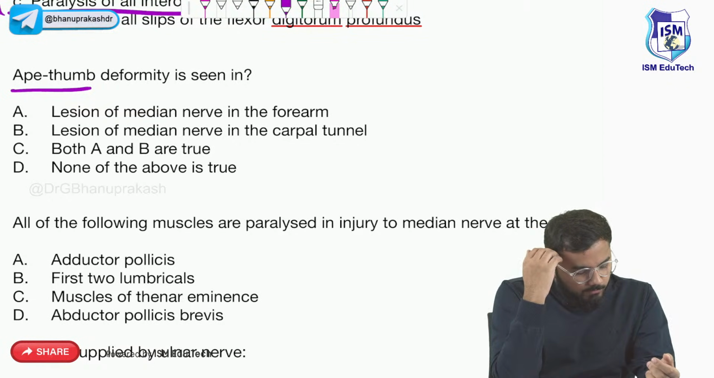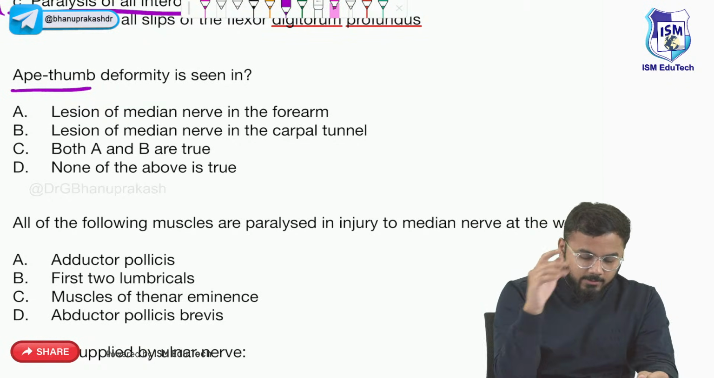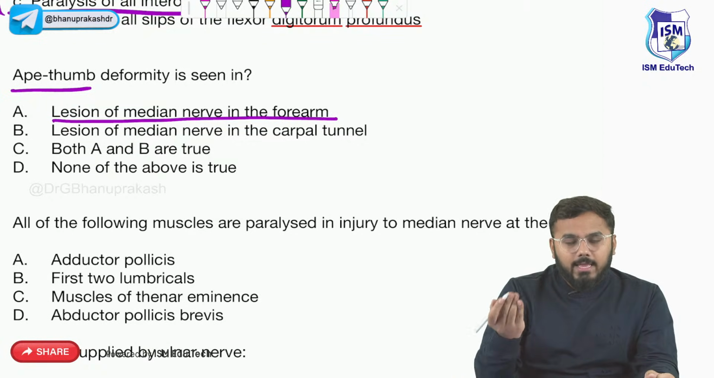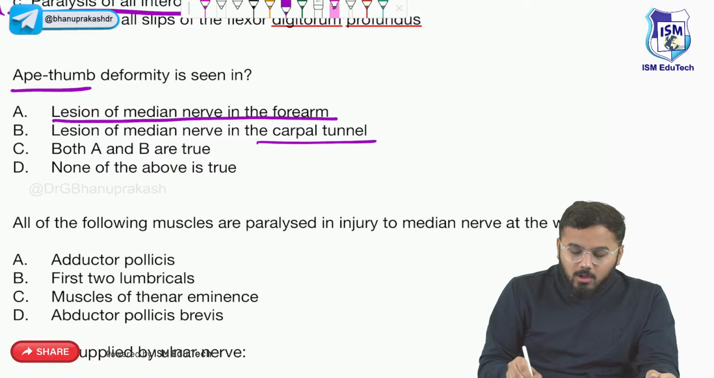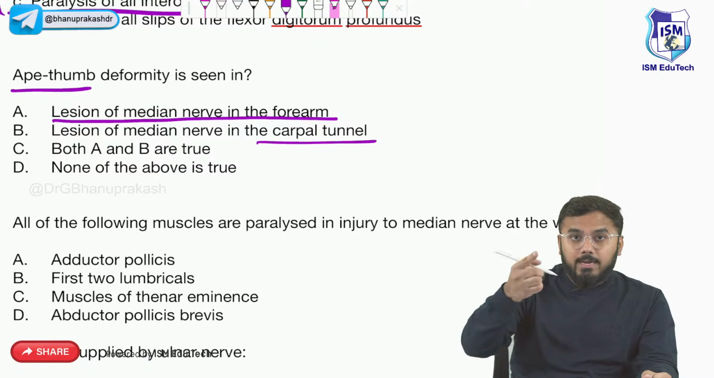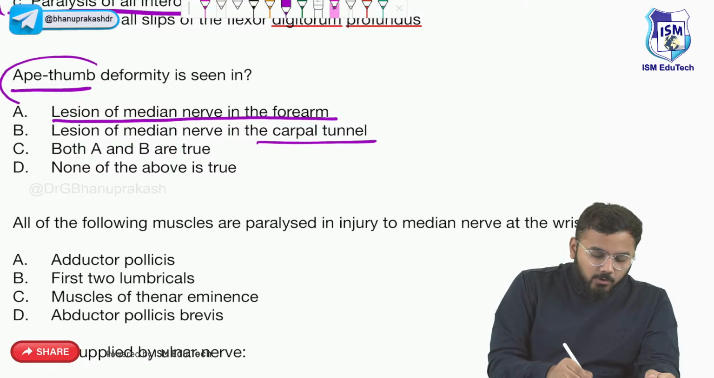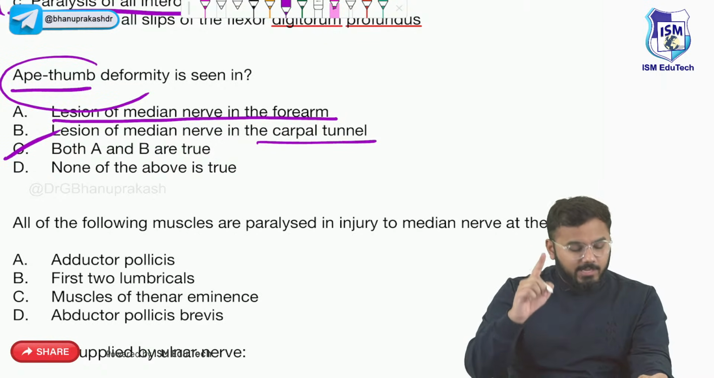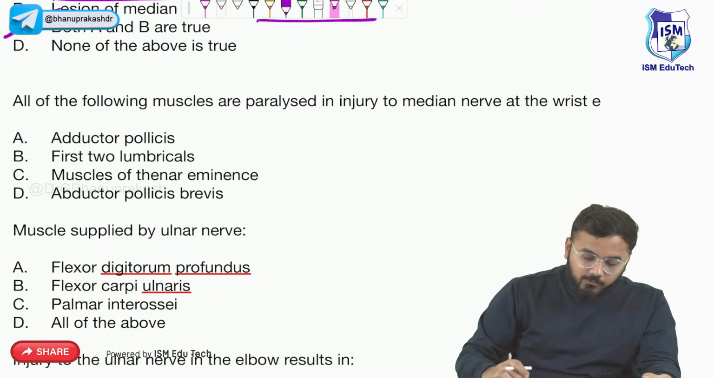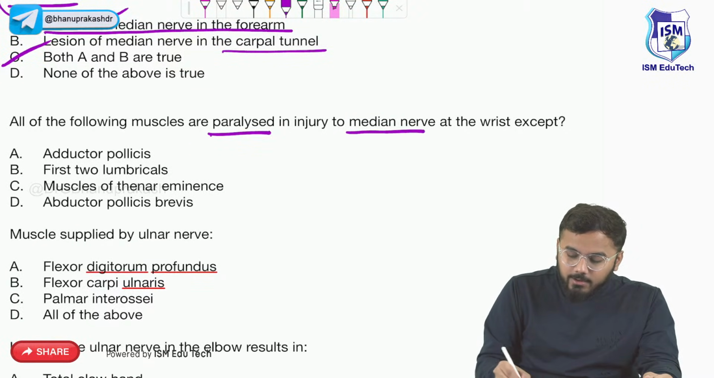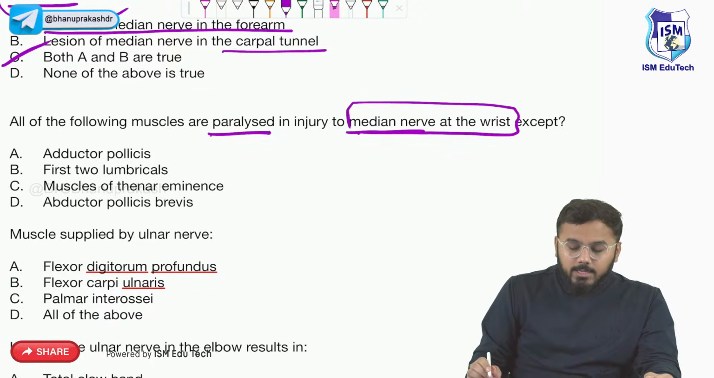Very good. Muhammad Yunus, Dr. Lipun, perfect. Lesion at the level of forearm or elbow, or at the level of wrist. At the level of wrist means carpal tunnel, I told you. So in both of them, I would see ape thumb deformity, both A and B. Very, very good.